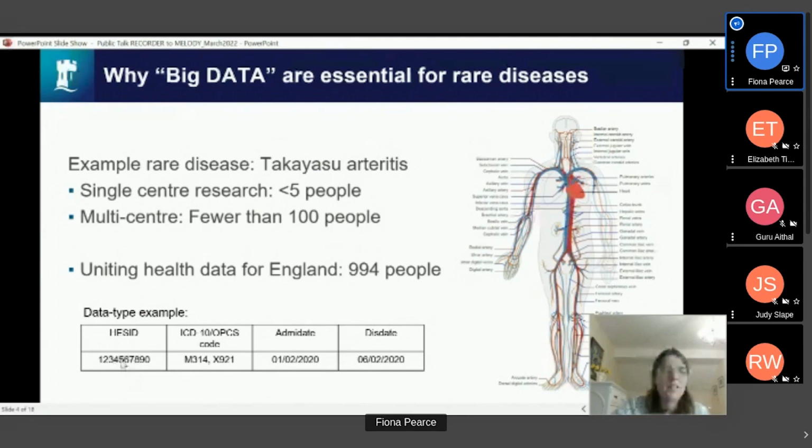There isn't anything terribly intrusive about this sort of data, but it's incredibly useful. What I can tell from this line of data is that this person has Takayasu arteritis. That's the 314 code. But also, really importantly, X921 tells me that they've had an infusion of a high cost immunosuppressive drug, which is approved, and it's one of the very few evidence-based treatments for this incredibly rare disease. And they had a stay in hospital between the 1st and the 6th of February 2020.